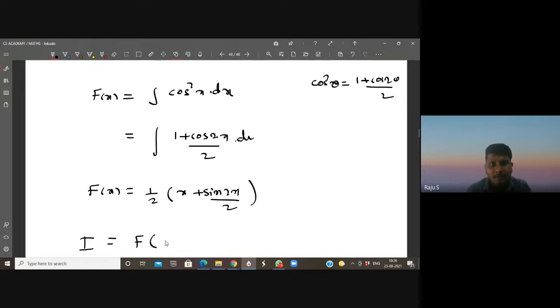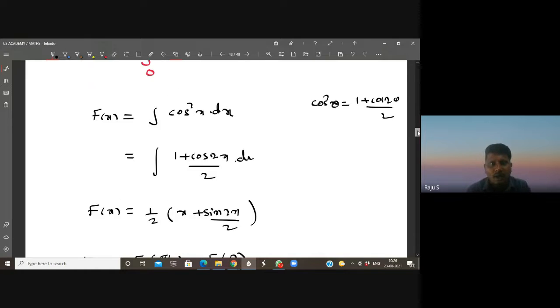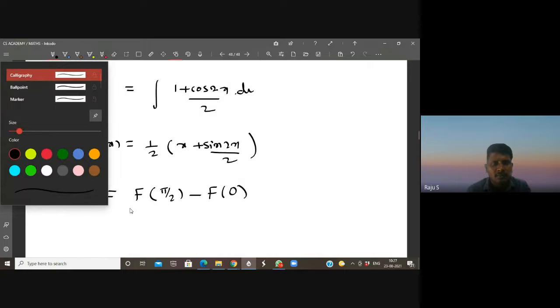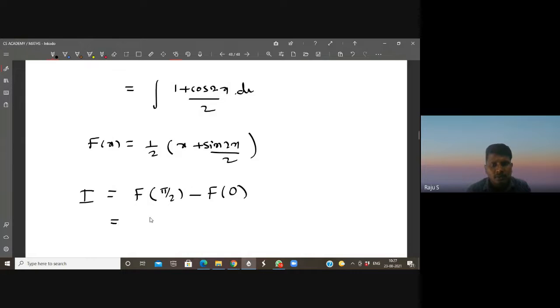F of upper limit, pi by 2, minus f of lower limit, 0. We got f of x, now you can substitute the upper limit. So f of pi by 2 means in place of x substitute pi by 2 plus sine 2 into pi by 2 by 2. This is the upper limit minus the lower limit.